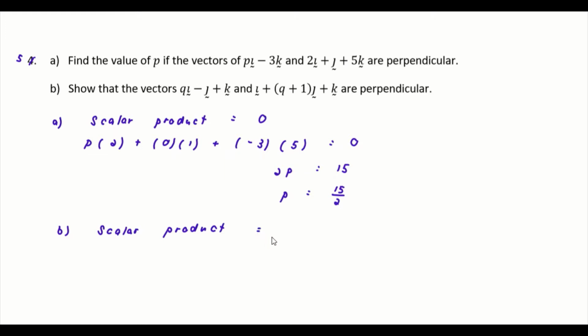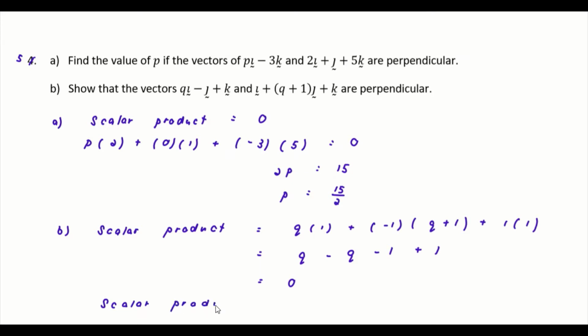Okay, so the scalar product will be equal to: I times I, which means Q multiplied by 1, and then plus negative 1 multiplied by Q plus 1, and then plus 1 times 1. Alright, so I'll get Q minus Q minus 1 plus 1. So you see, my answer is 0. Because the scalar product is equal to 0, that's why they are perpendicular. You might want to write in full that the two vectors are perpendicular and so on. Okay, so that's the idea.